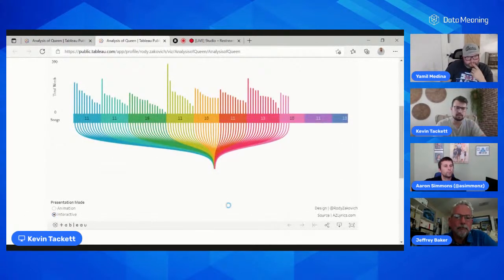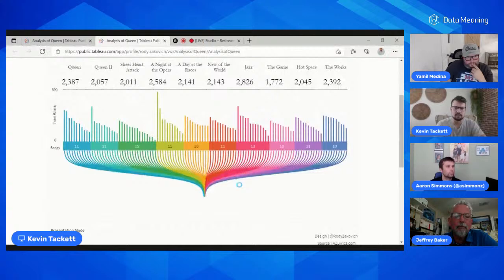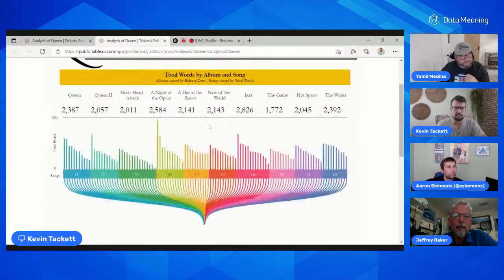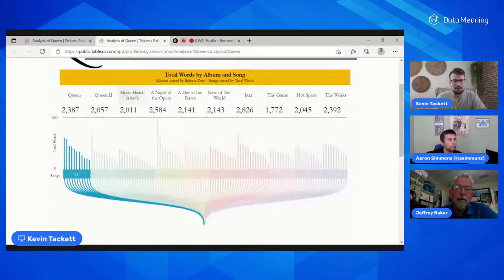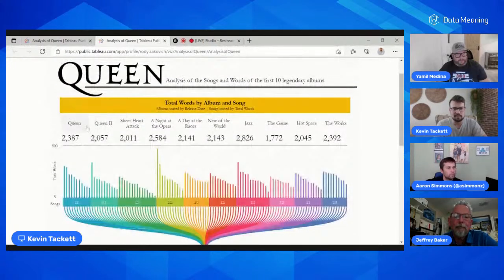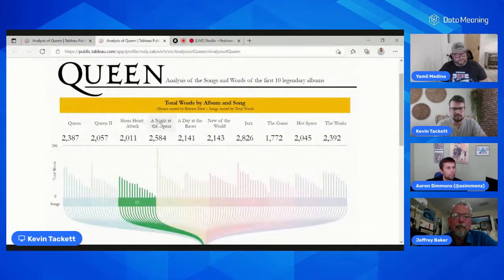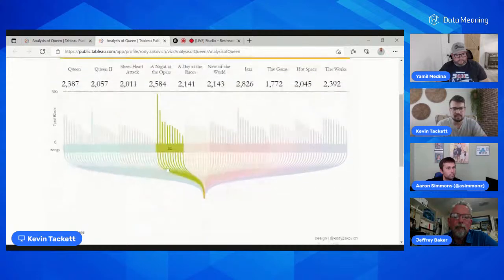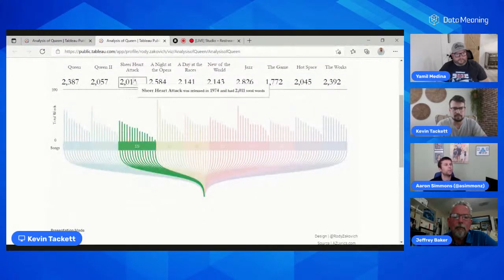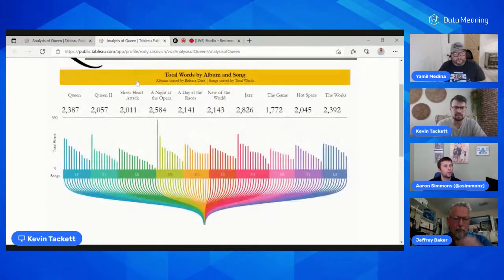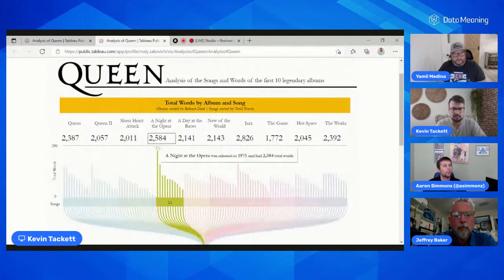And actually, if you click on the interactive piece here, can you guys see that? Yes. So this is all of their albums lined up here in the different years. When you hover over different sections, it'll tell you the year and the total words. So primarily the visualization is built around the words.